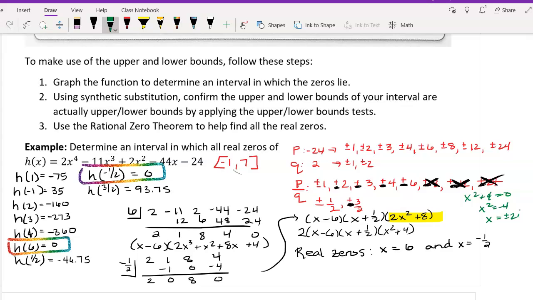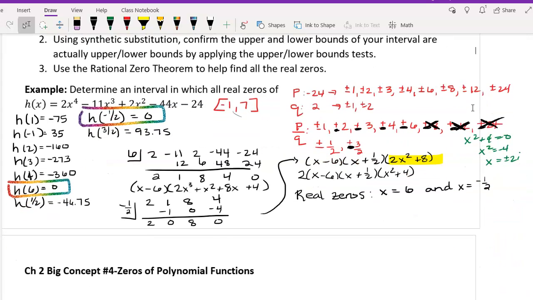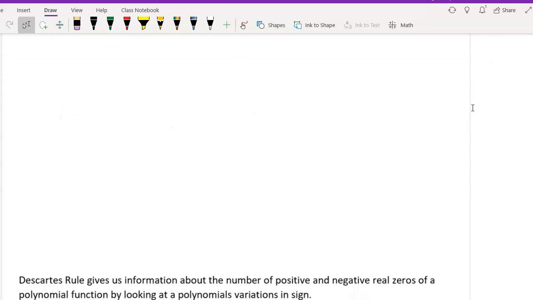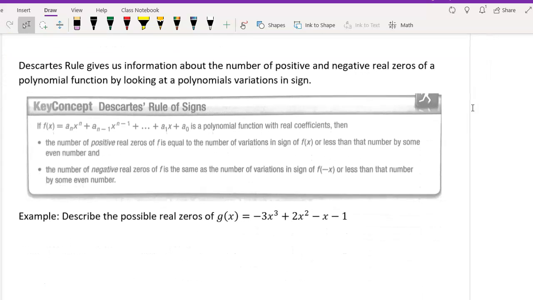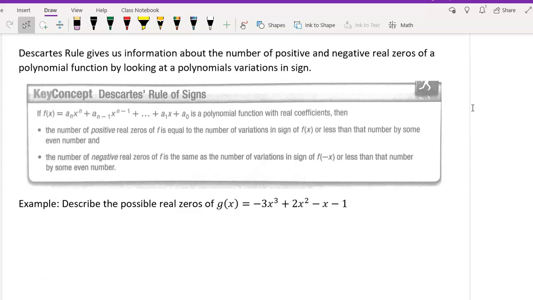All right, let's go on to what we call Descartes' rule. And I really like Descartes' rule because it helps save us work later down the road. We're just going to touch on it a little lightly in this video, that way we can really hit it hard in our next video. So Descartes' rule gives us information about the number of positive and negative real zeros. So this is another way we can actually limit the numbers of p's and q's, or p over q's, that we're substituting into our polynomial function to determine the real zeros.